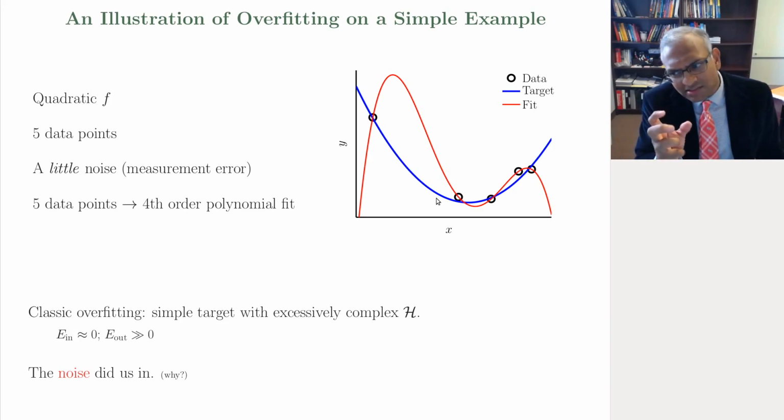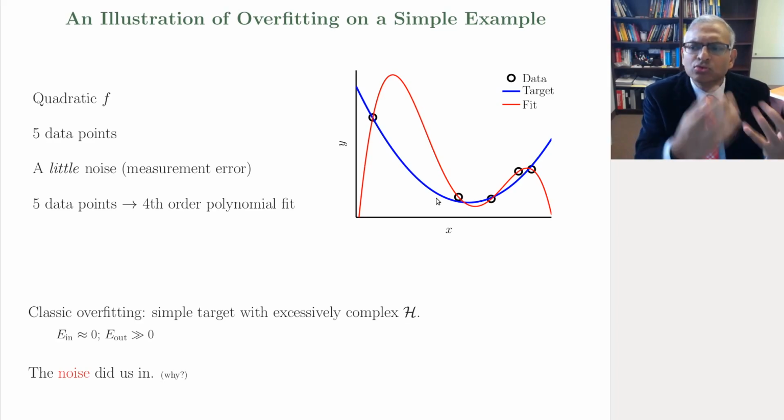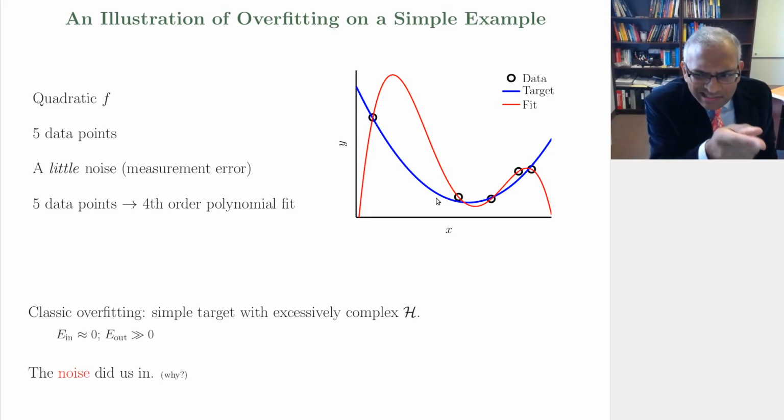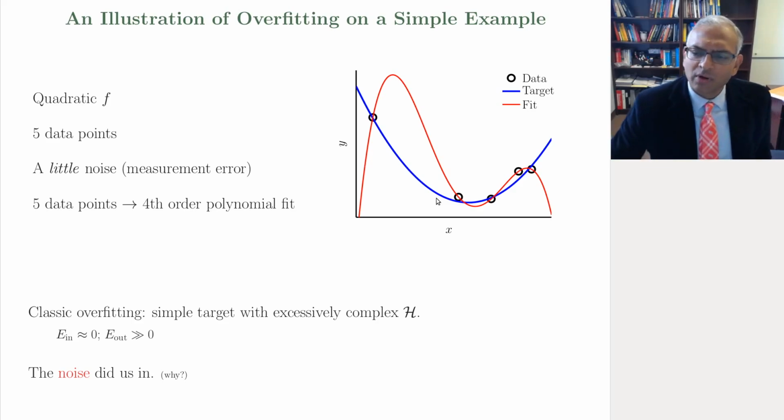Okay? So it's not just that the 4th order polynomial is too complex. The noise, the little bit of measurement error, that was very devious of me, has made all the difference. That is what created this red nonsense. Okay? So it's actually the coupling of the noise with the excessively complex 4th order polynomial that ends up creating this disaster, and we need to pin it down.